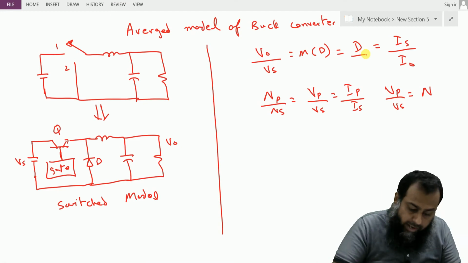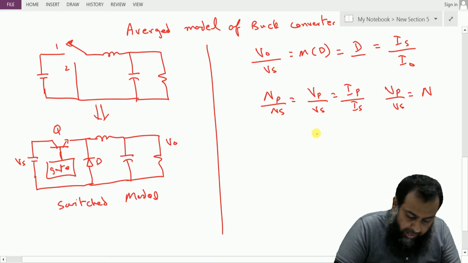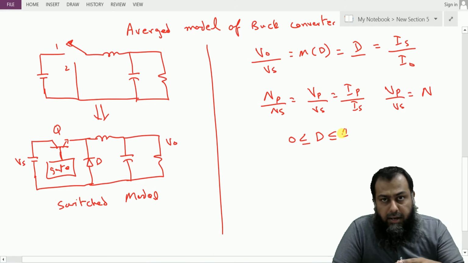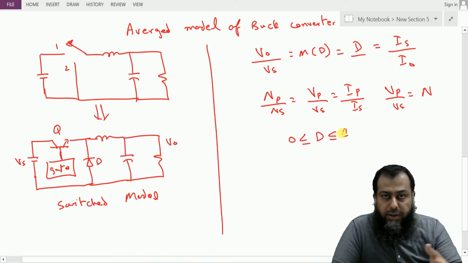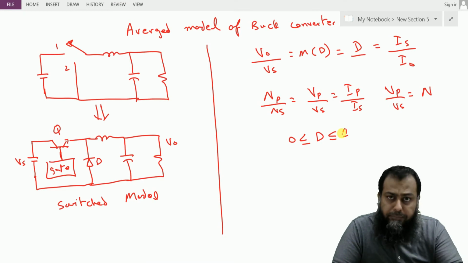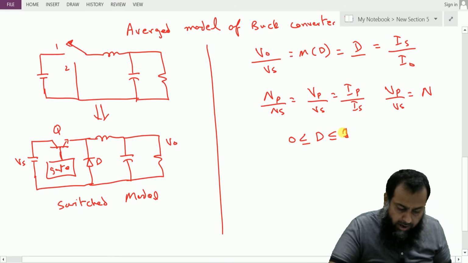However, we cannot have an output voltage greater than the input voltage, because this D can have a maximum value equal to 1. So we cannot have a buck converter operation where the output voltage is greater than the input voltage. However, the concept is quite similar to that of a transformer. So let us move ahead.